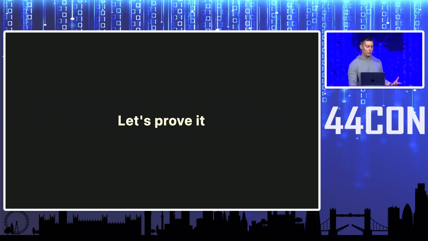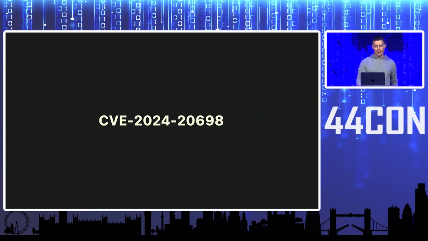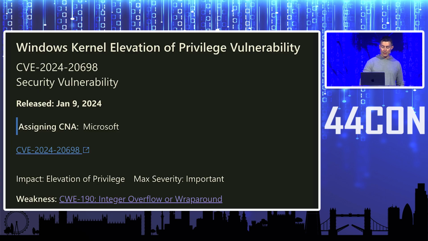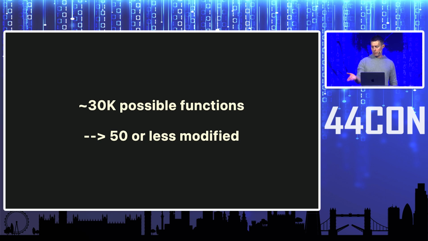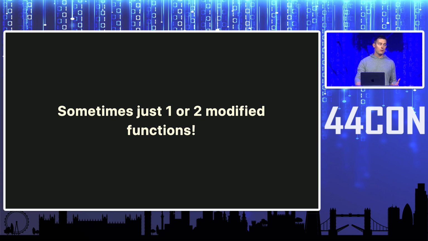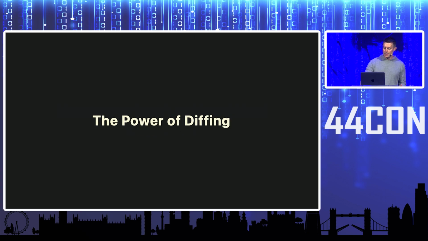So let's prove it. If we look at this CVE, this was a CVE in the kernel from January, and all the information that we have is that it's a Windows kernel elevation of privilege. Well, the kernel is a pretty large binary. It's about 11 megs on your machine, and if you pull that into Ghidra or your favorite SRE tooling, you'll see about 30,000 functions. But if you diff two binaries and just diff the changes over 2 release cycles, that might go down to 50 functions that you have to look at. So instead of 30,000 functions, you go down to 50, and sometimes it goes down to just 1 or 2 functions.